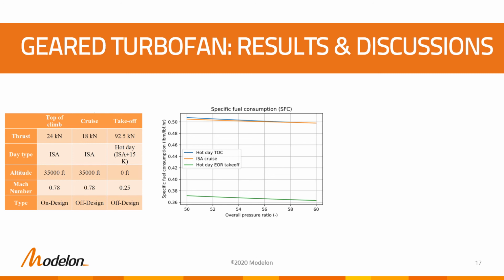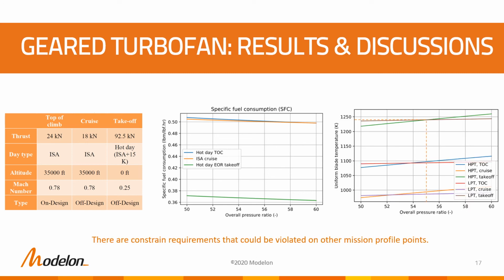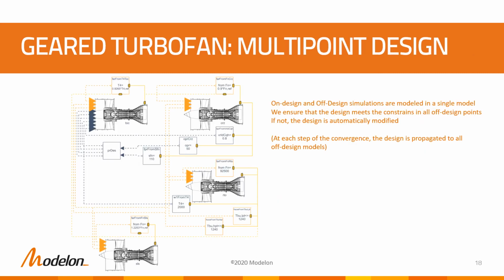From this plot only, we would be tempted to move to higher OPR values to leverage the fuel consumption improvement. However, due to material and cooling constraints, the uniform turbine blade temperature shall not exceed 1240 degrees Celsius at all operating points. We witness here that an increase of the overall pressure ratio based on a single design point would violate this temperature constraint during takeoff. This means that the next step is to actually simultaneously size the system at the design point while verifying that all constraints are satisfied at off-design points.